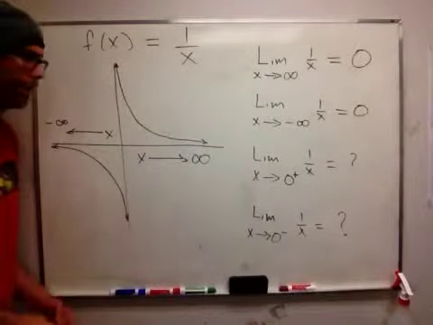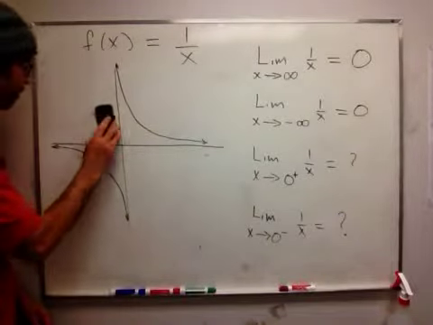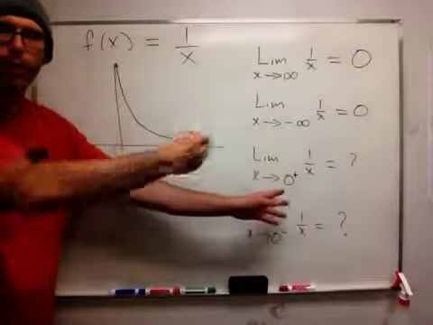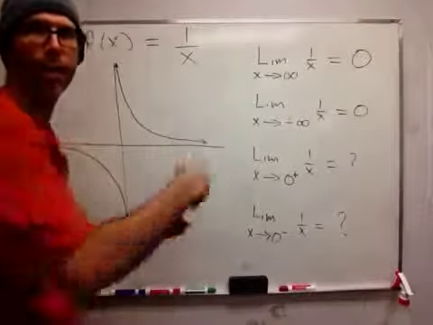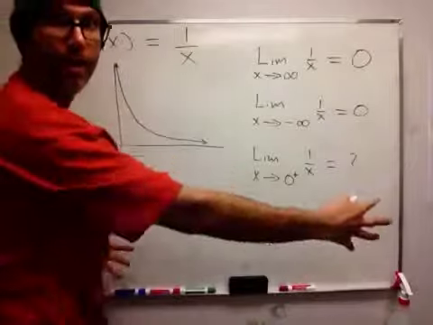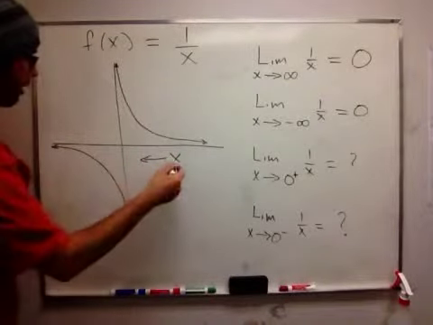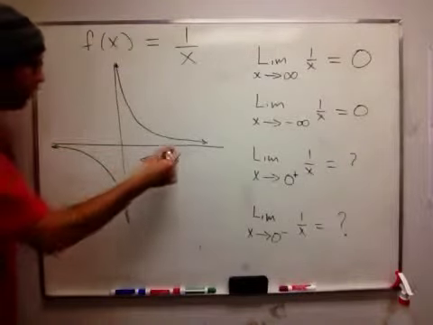Okay, now let's think, what happens as x approaches 0 from above? This plus here, that means to the right of 0, to the right or above in the positive direction of 0. Okay, so as x approaches from above, from the positive, what happens to f of x?